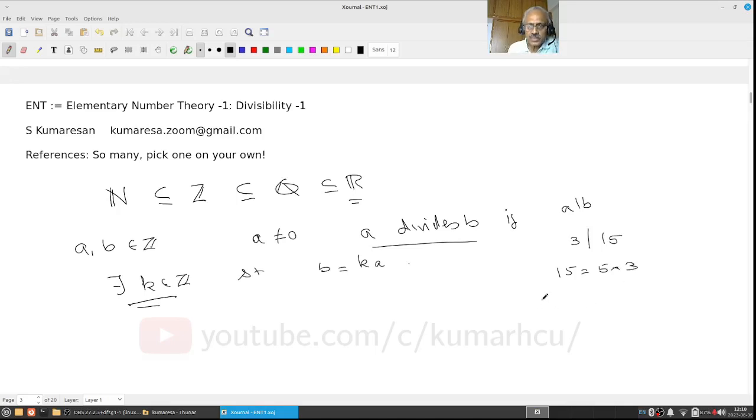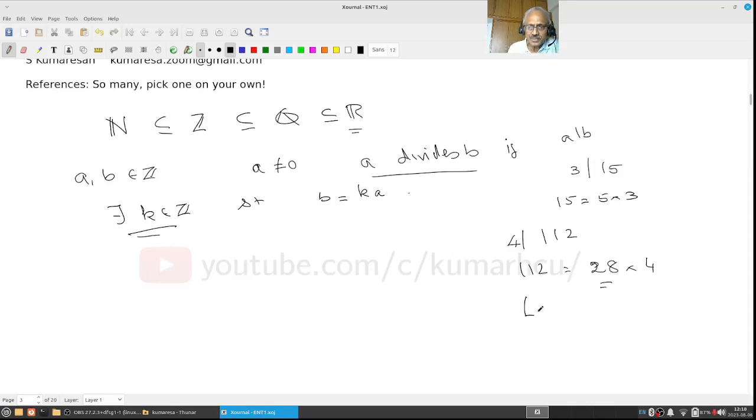Okay, and suppose I want to say 112, and let us say 4 divides this, okay, then I know what it is. I have to write 112 as 28 times 4. Now how did I get to 28? Of course, that is what is known as long division, which we had been doing from elementary school or primary school onwards. That is 112 divided by 4. 2 times 4 is 8, 32 and 8 times, etc.